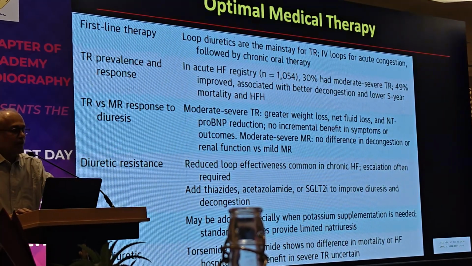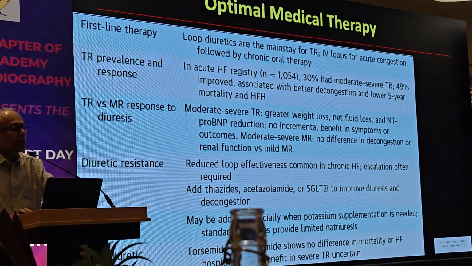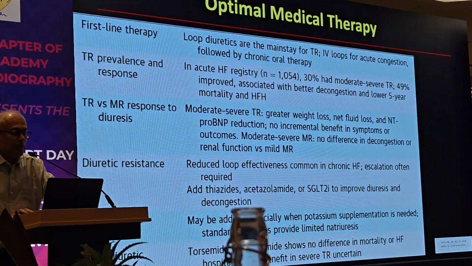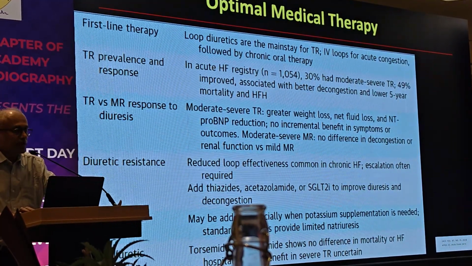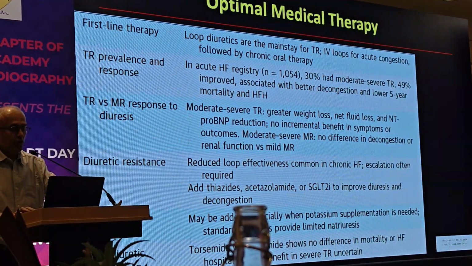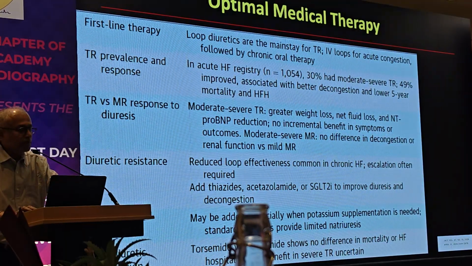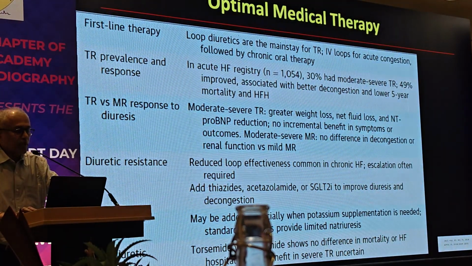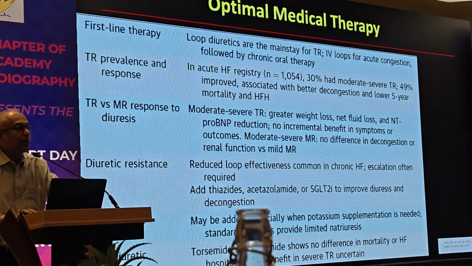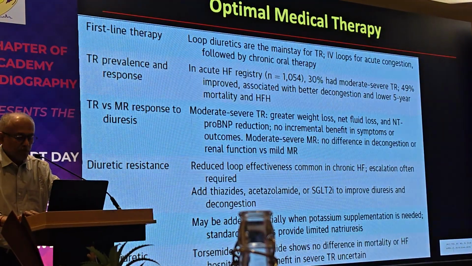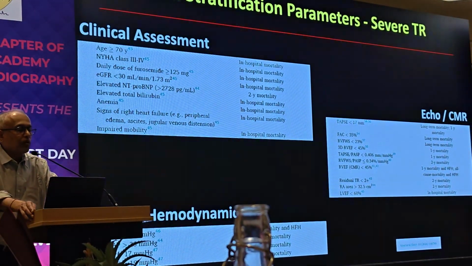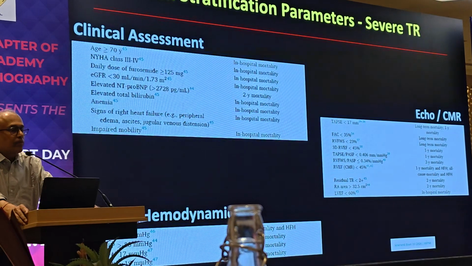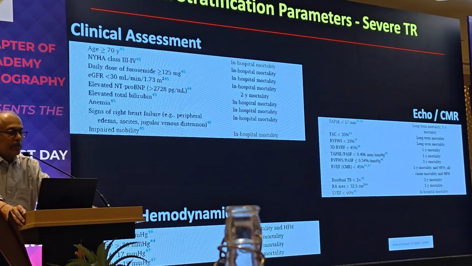In terms of diuretic resistance, there was reduced loop effectiveness over a period of time, and then escalation is required, and we need additional supplements in terms of thiazide, torsemide, and the SGLT2 inhibitors. And MRAs, when potassium supplementation is needed. And between torsemide and furosemide, not much of a difference over there.